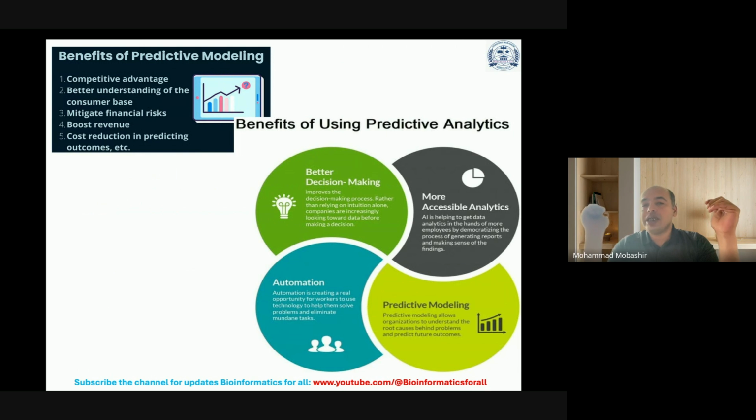Better decision making. Of course, it improves the decision-making process rather than relying on intuition alone. Companies are increasingly looking toward data before making decisions. Finally, automation. Automation is creating a real opportunity for workers to use technology to help them solve the problems and eliminate mundane tasks.